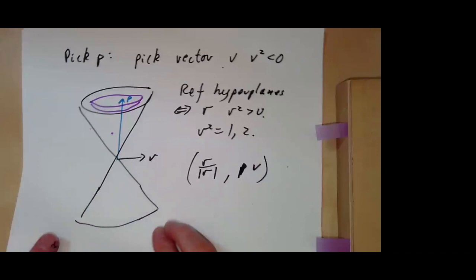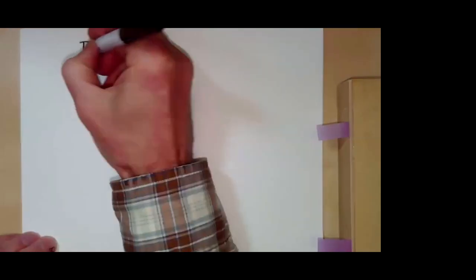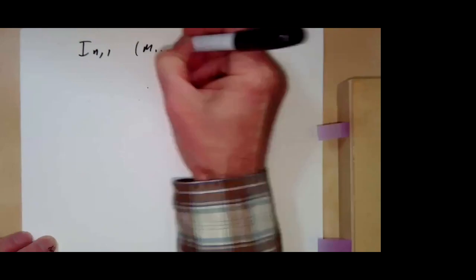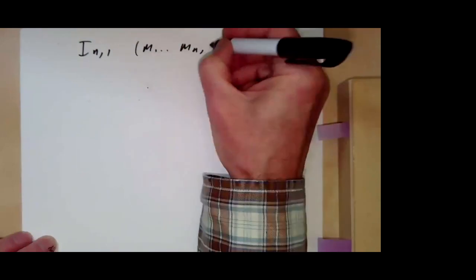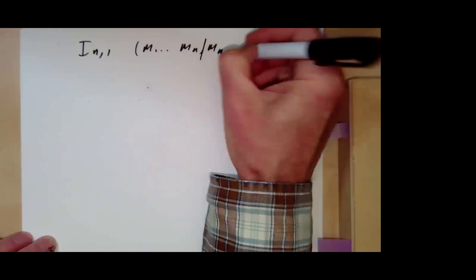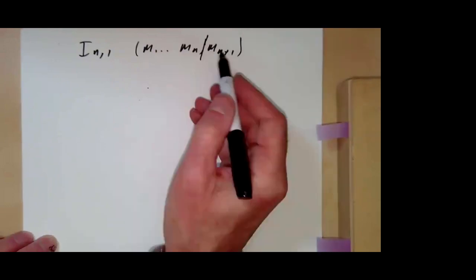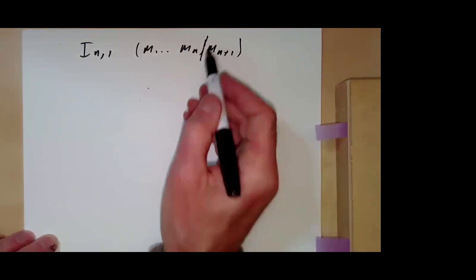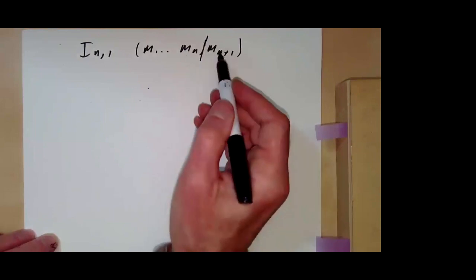So let's see what happened. We're going to look at I n,1. So this is all vectors m1 up to mn, n plus 1. I'll usually try and put a vertical line here to remind you that this coordinate has negative norm. All these coordinates have positive norm. So let's look at the first few cases.